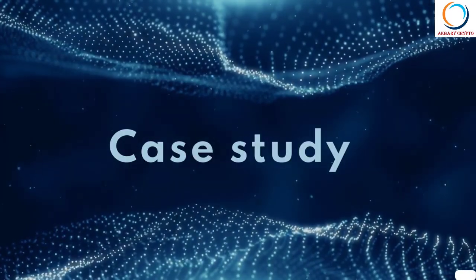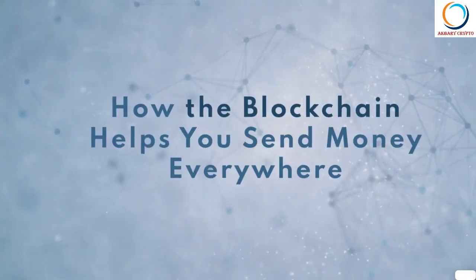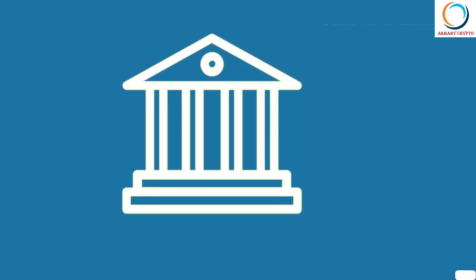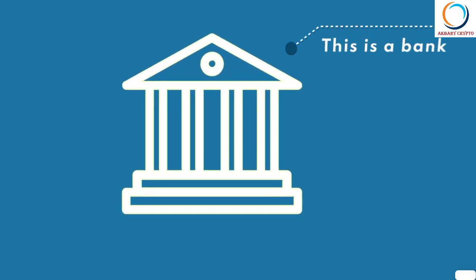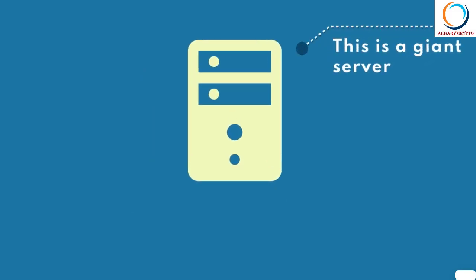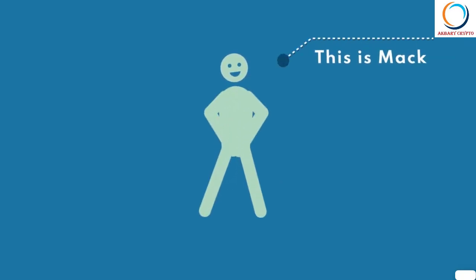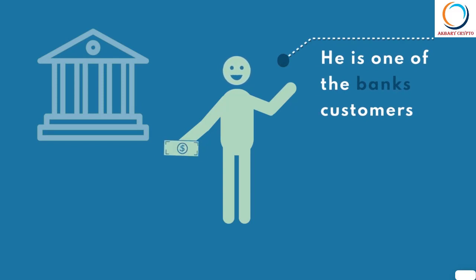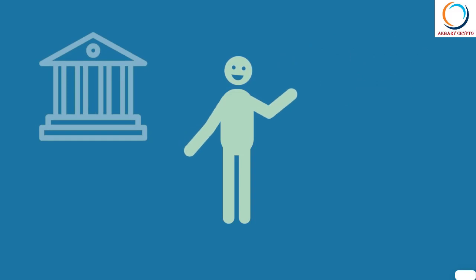Case study number 1. How the blockchain helps you send money everywhere. This is a bank. It holds the information about its customers and their money. This information is stored in a giant server. This is Mac. He is one of the bank's customers. He has $1,000 stored in his bank account, which the bank keeps safe.